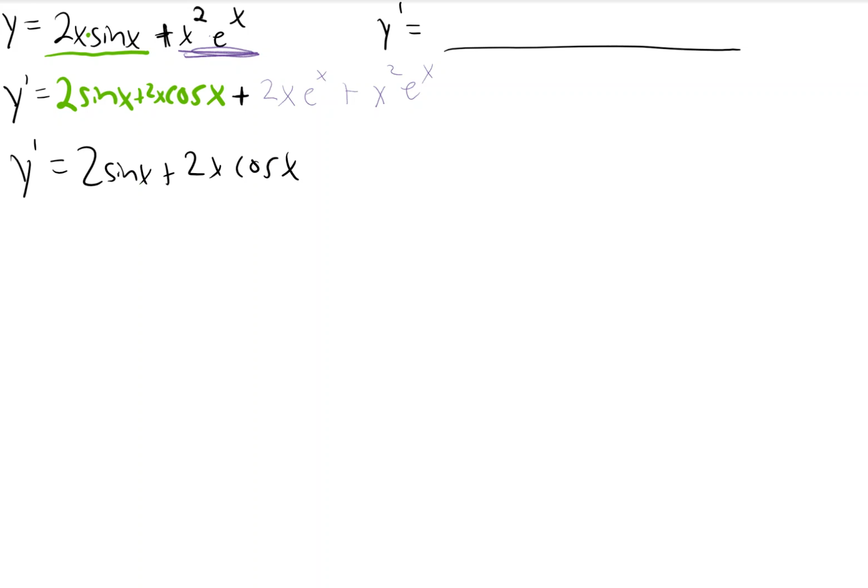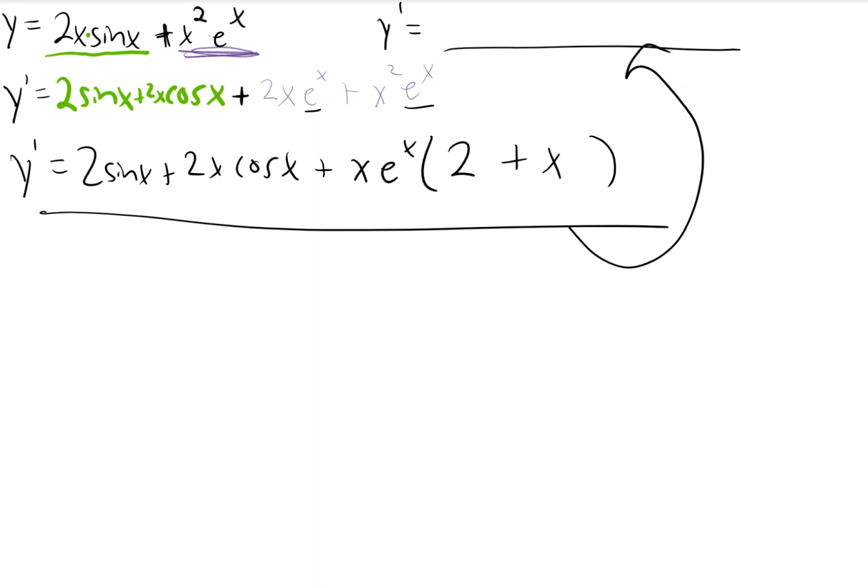And then over here, both of these have an e to the x and at least one x. So I will go ahead and factor that out. So if I factor out an x and an e to the x, this times this is supposed to give me that, and this distributed to this is supposed to give me this. And there we have it.